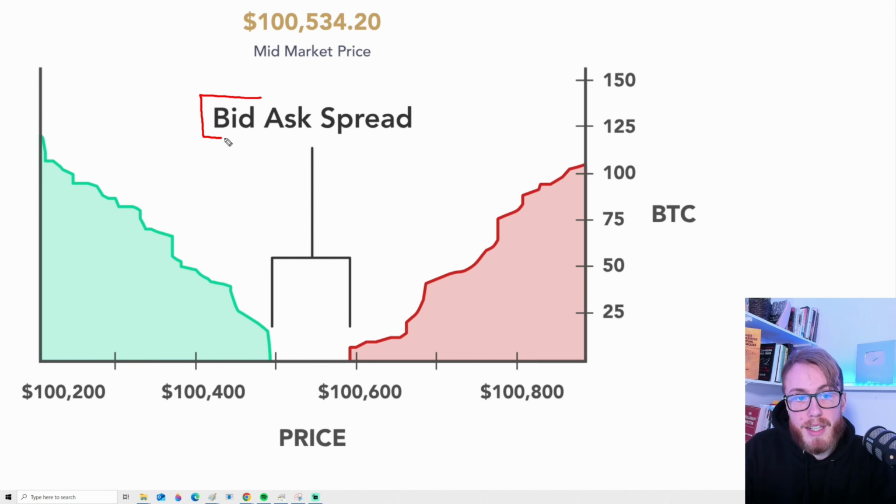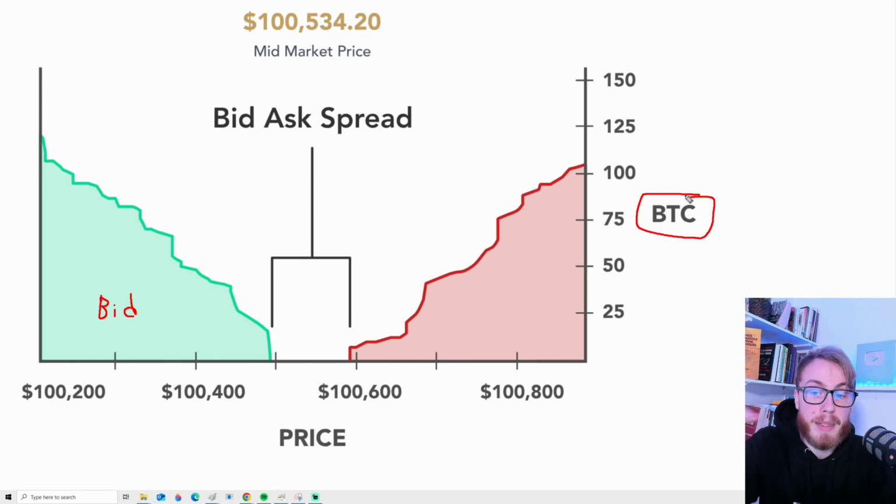This image is an image of a bid-ask spread. And this is just an example. This is probably Bitcoin back when we were at $100,000. But you can see that the green side here is what we call the bid side, and this is buyers that want to buy Bitcoin. You can see how many Bitcoin buyers want to buy and at what price. So we have the bid side, which is the buyers, and we have the ask side, which is the sellers.